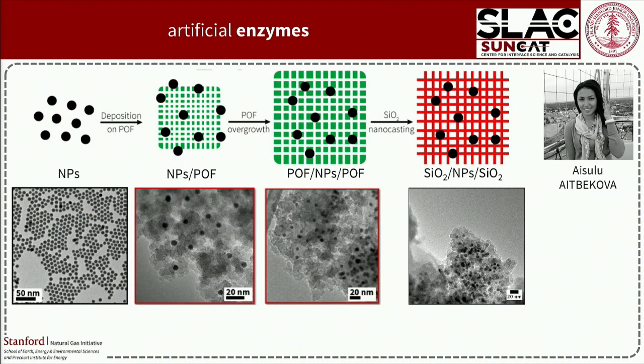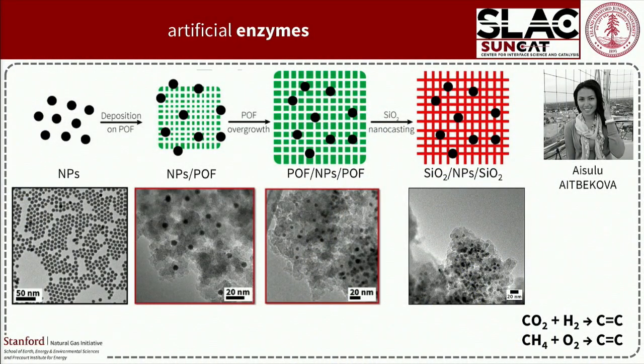Then if we want to further increase the stability of this system, what we can do is take the first three steps as we did before. So we get these polymeric materials that we call POS around our particles. But then we use a nanocasting technique in which we infiltrate these polymeric materials with inorganic materials such as silica in order to create materials that are way more stable even at higher temperatures and pressures. This is what Izulu Aitbekova is working on right now. And we hope to use these materials, for example, for transformations that are even more challenging, such as the conversion of CO2 to alkenes or the conversion of methane to other compounds.